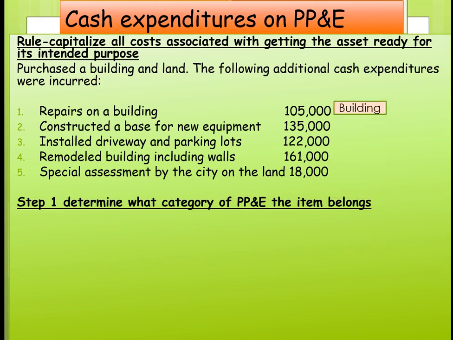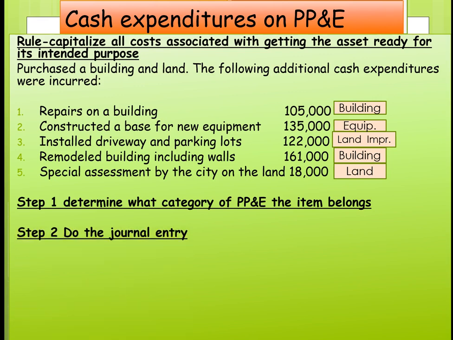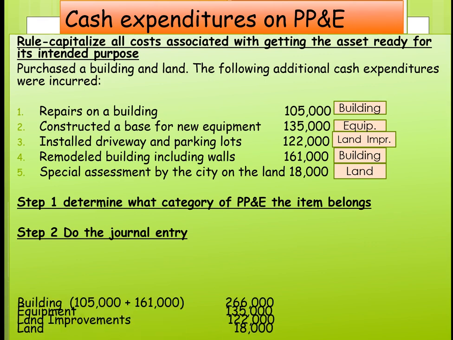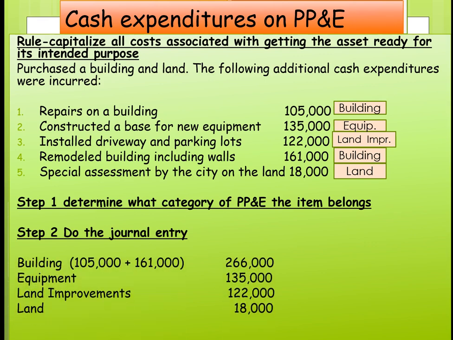Well, first of all, repair on the building would be part of the building. Construction of a base for the equipment would be part of the equipment. Installed driveway and parking lots, that would be land improvements. Remodel building including walls, that would be part of the building, and special assessment by the city on the land would go to land. Step 2, determine the journal entries. Well, we would debit all of our asset accounts and credit cash.